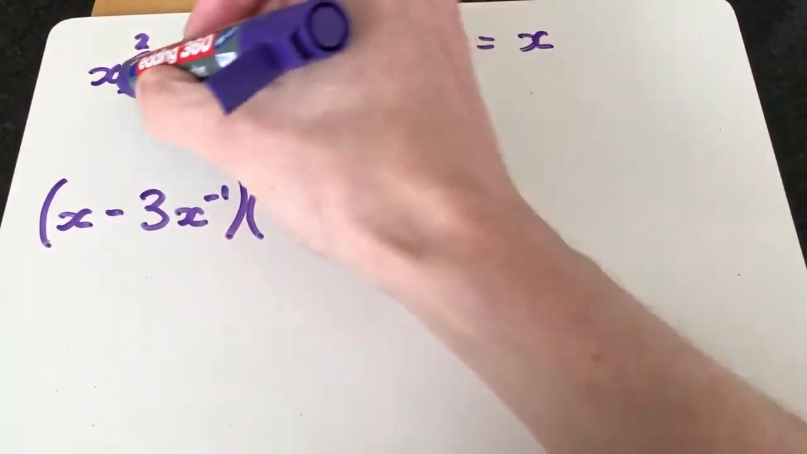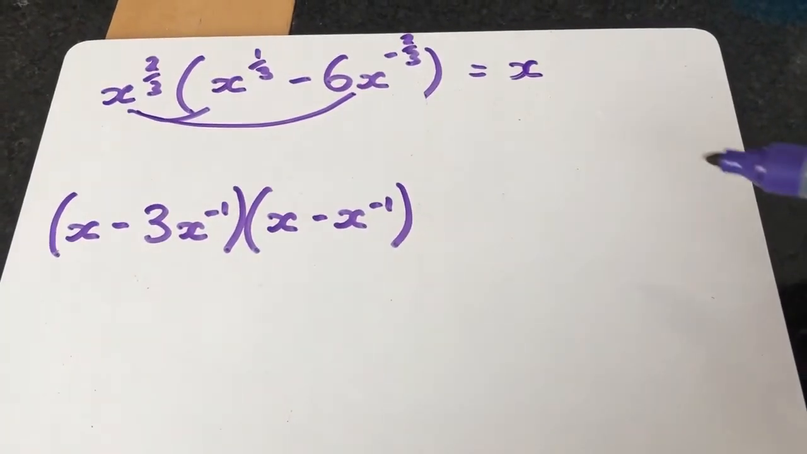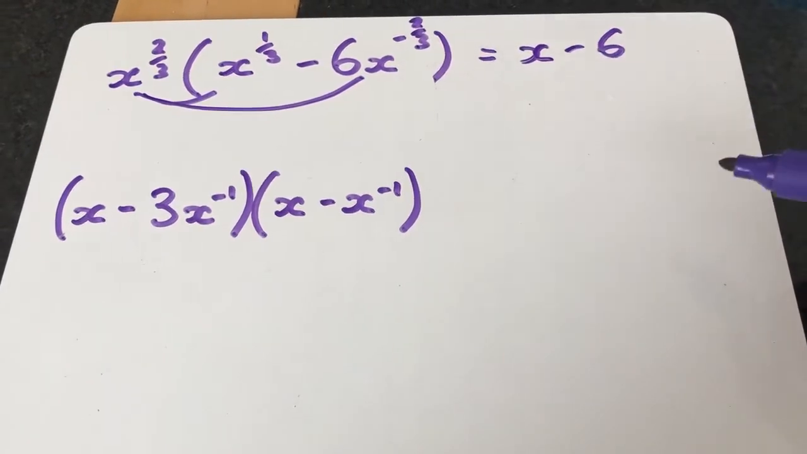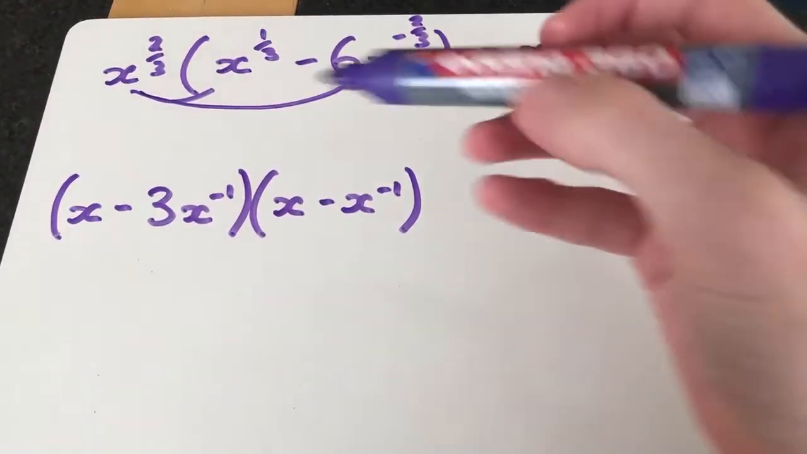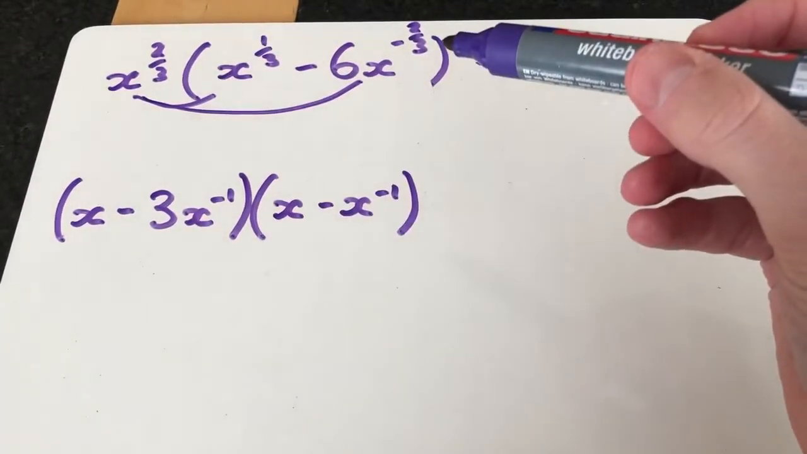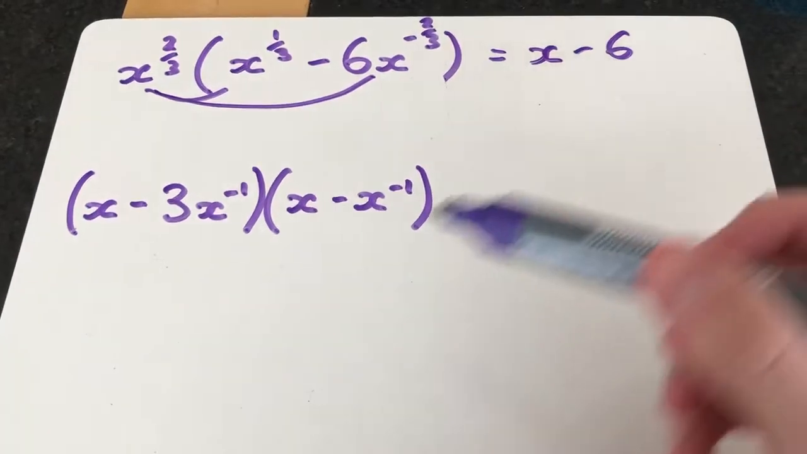And then x to the 2/3 times 6, x to the minus 2/3. The minus 6 is being multiplied by 1 effectively. And then you've got x to the 2/3 multiplied by x to the minus 2/3. 2/3 add minus 2/3 is 0. X to the power 0 is 1. So that's just your answer there.